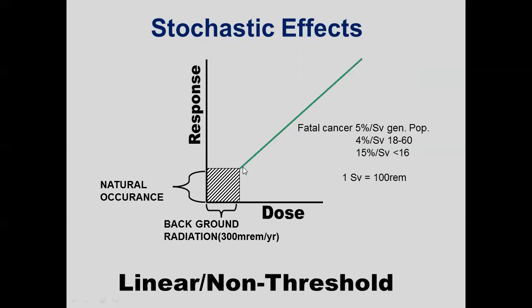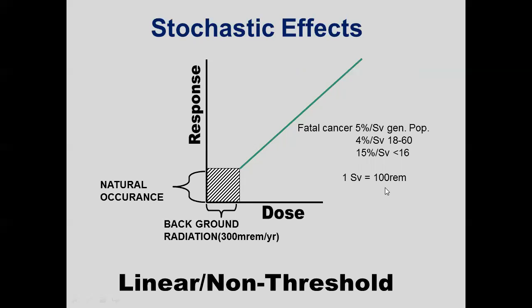Okay, so the prevailing hypothesis is that anything above normal background radiation is going to carry with it some risk. Okay, but what level is that risk? So what's the slope of this curve? So here you go: 5% per sievert for the general population, 4% per sievert for ages 18 to 60, and 15% per sievert for those less than 16 years of age is the slope of that line.